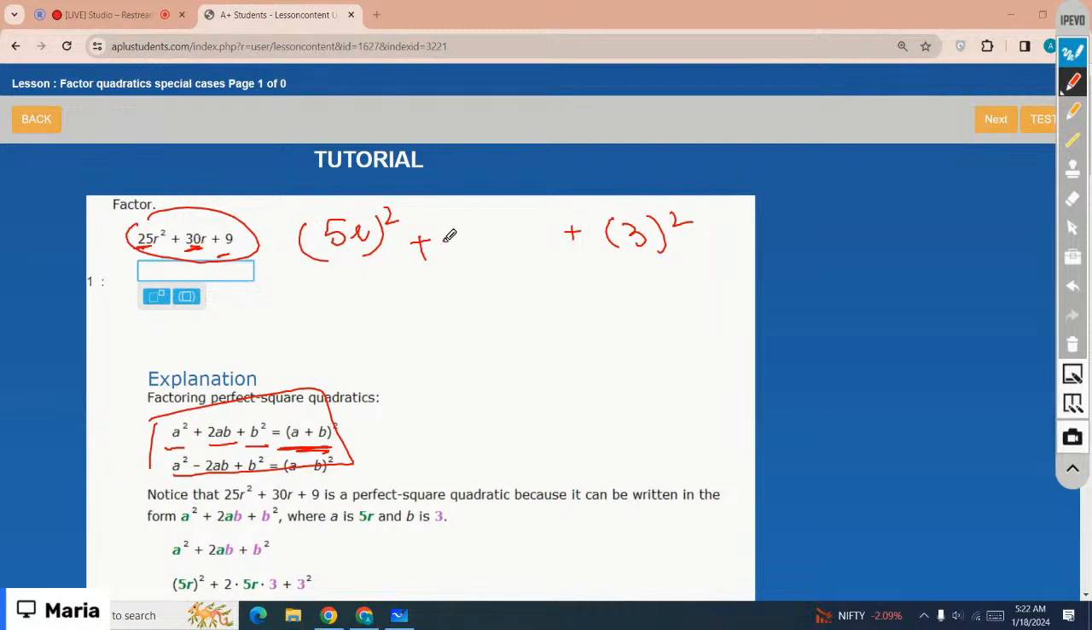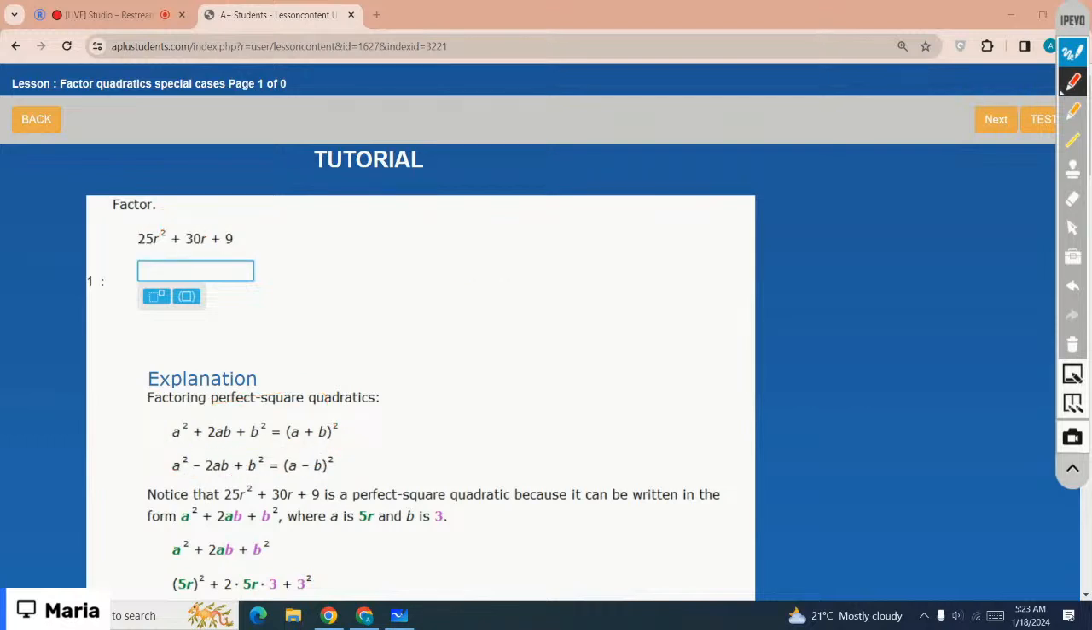Then you can see this one, that is 2ab. A is 5r, and b is 3. When you multiply them, 3 times 2 is 6, and 6 times 5 is 30, right? So when you have something like this: a square, b square, and 2ab, that is the square of 5r plus 3, whole square. Got it?